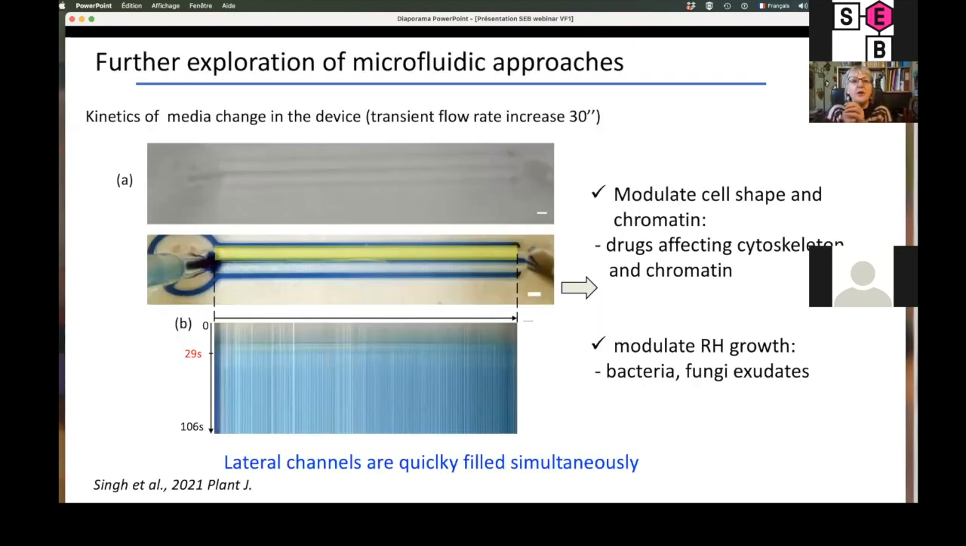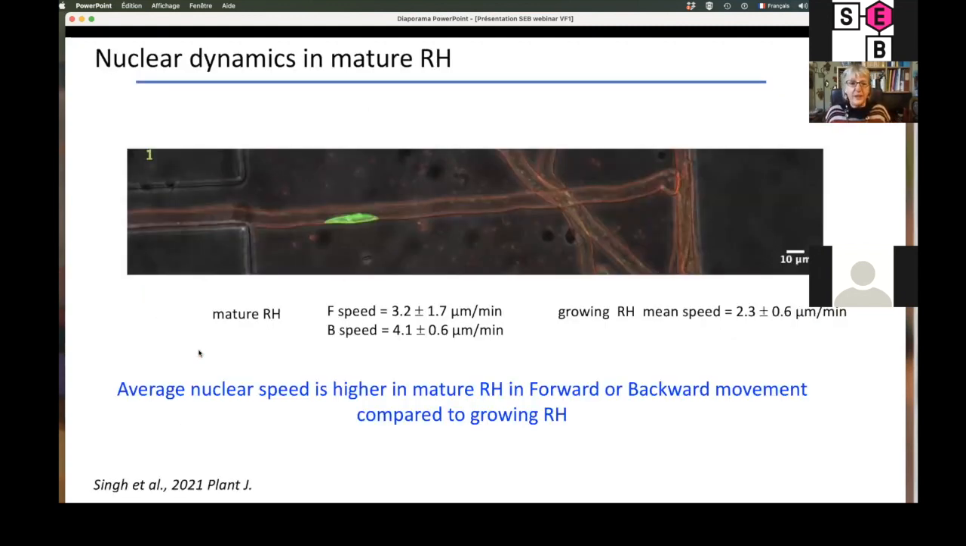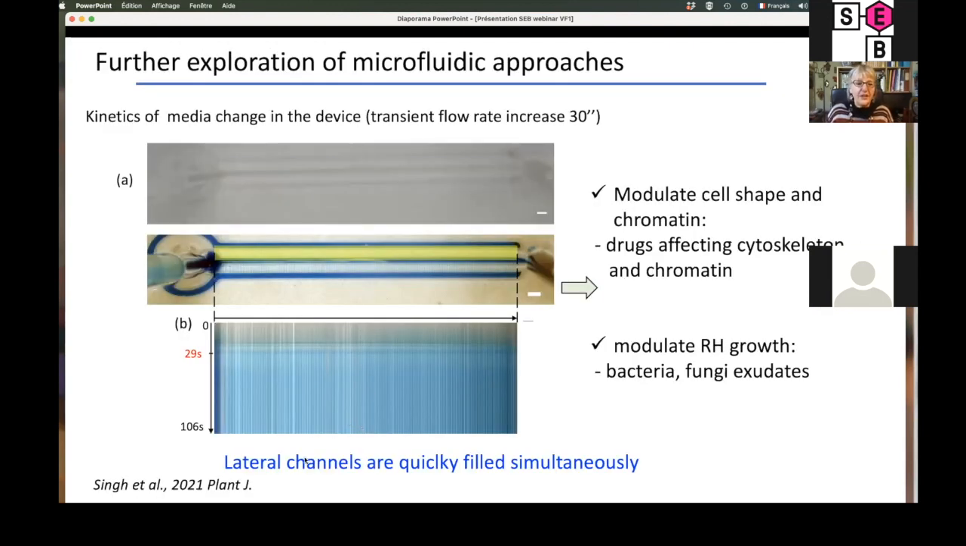But to further explore these microfluidic approaches, we can use this device, because I just illustrate this here, we can change quickly the media inside the device. And you have an illustration here by using a transient flow rate increase during 30 seconds. And here you can see nicely that after 29 seconds, the lateral canals are completely filled quickly and simultaneously.